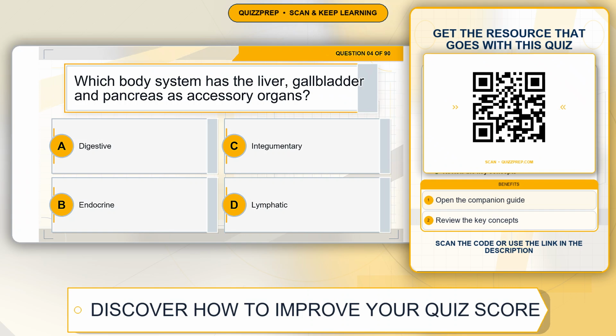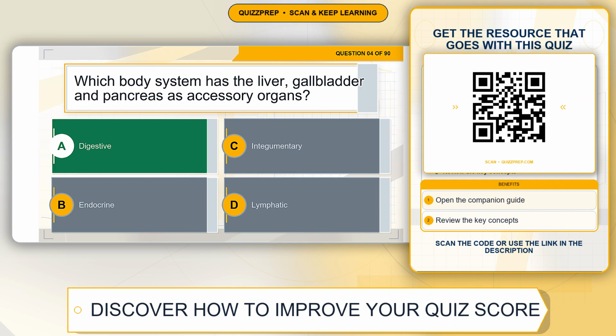Question 4. Which body system has the liver, gallbladder and pancreas as accessory organs? Option A, digestive. Option B, endocrine. Option C, integumentary. Option D, lymphatic. The correct answer is option A, digestive.